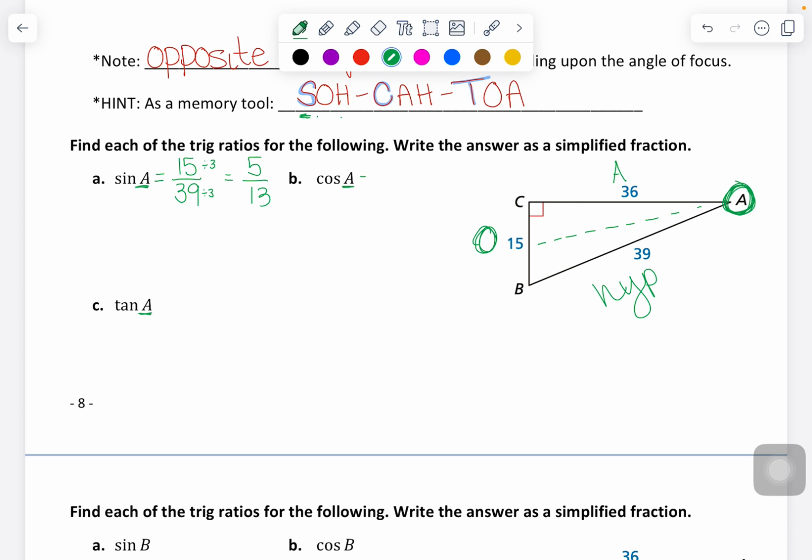Cosine is the adjacent divided by the hypotenuse. How do I know that? Because C-A-H: C is cosine, A is adjacent, H is hypotenuse. So cosine is 36 divided by 39. Again, simplify your fraction. Both of these also will divide by 3, and you'll get 12 over 13.